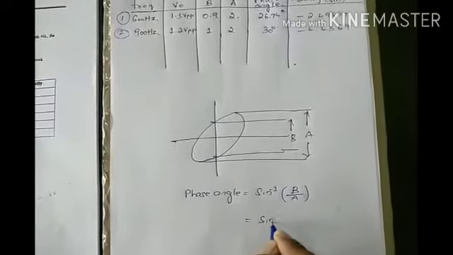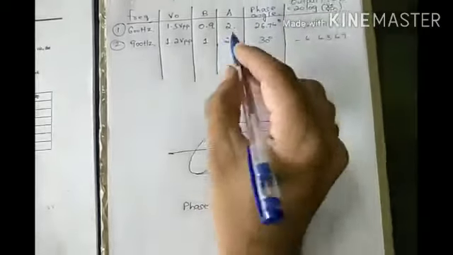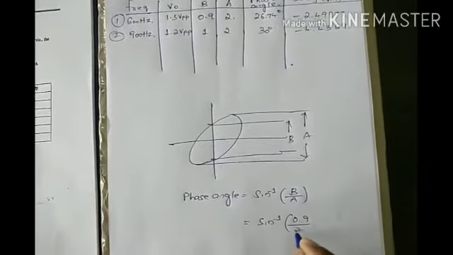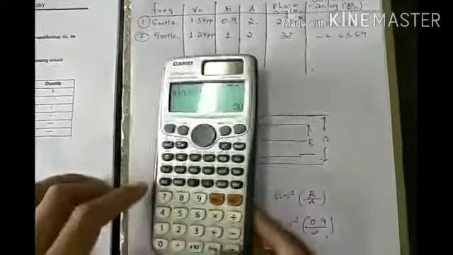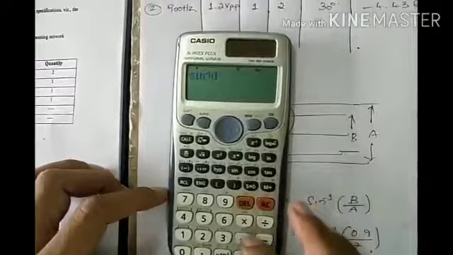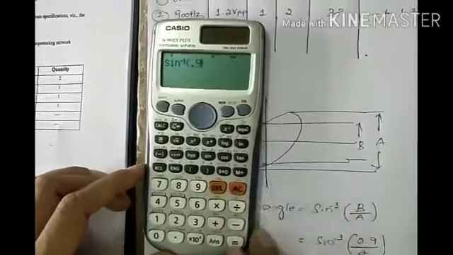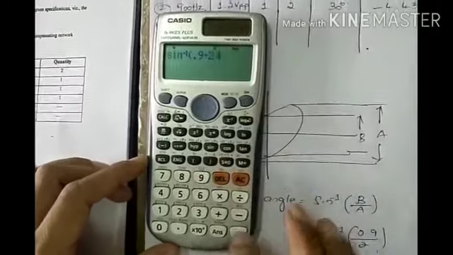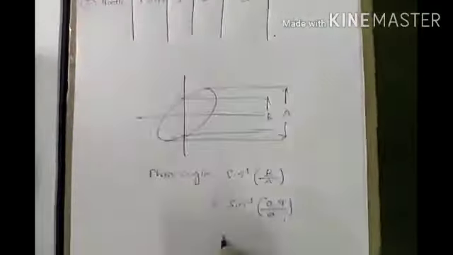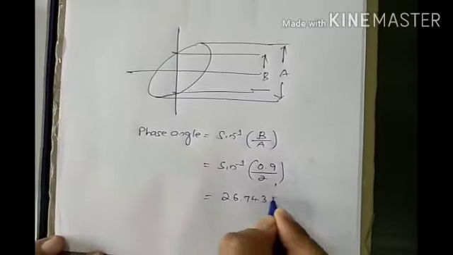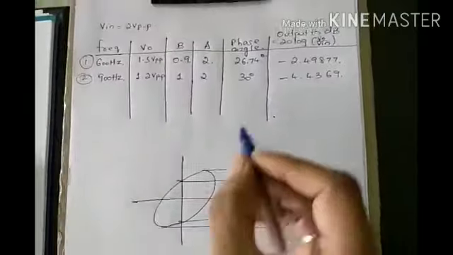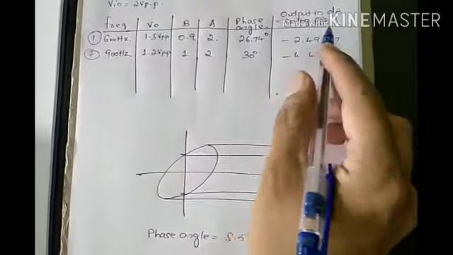So that is sine inverse of, how much is the angle B? It is 0.9, divided by 2. If we calculate sine inverse of B by A, that is 0.9 divided by 2, we get how much? 26.74. So this will come out to 26.7436 degrees.